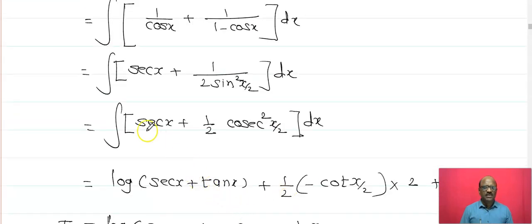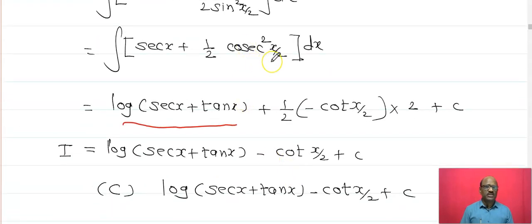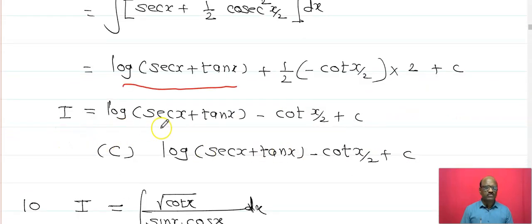Now see this here. What about the integral of sec x? The integral of sec x is log of sec x plus tan x. And what about the integral of cosec square x by 2? That is minus cot of x by 2 upon the derivative of x by 2, which is 1 upon 2. But there is 1 upon 2 here, so it becomes multiplied by the reciprocal, that is 2, plus c. Now these two will get cancelled, and overall you will get I equals log of sec x plus tan x minus cot of x by 2 plus c. And therefore option C is the correct one.